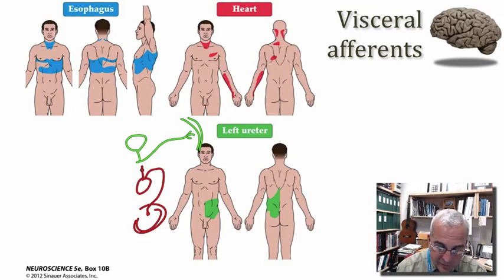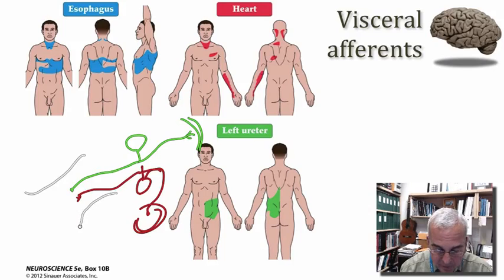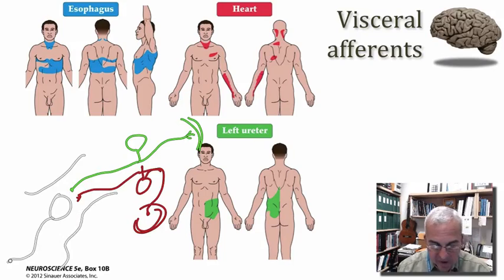Well, the central processes of these neurons might very well converge upon the same cell in the dorsal horn of the spinal cord. So here's the spinal cord. Let's just say this is the dorsal horn, and somewhere in here is a second order neuron of the anterolateral pathway. So one might imagine that the pain associated with this pathological process in the viscera might actually get referred to the more peripheral structure.